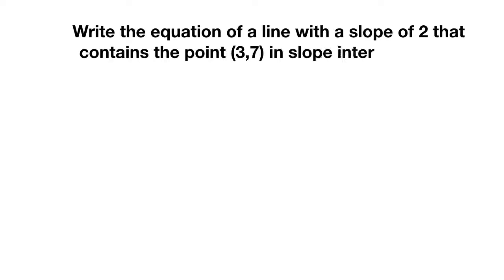Today we're learning how to write an equation when given the slope and a point on the line. Let's say you're asked to write the equation of a line with a slope of 2 and that contains the point (3, 7) in slope-intercept form.